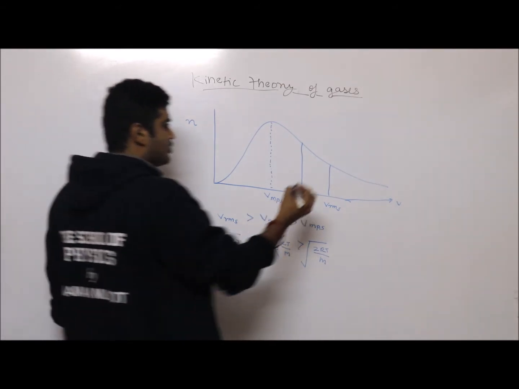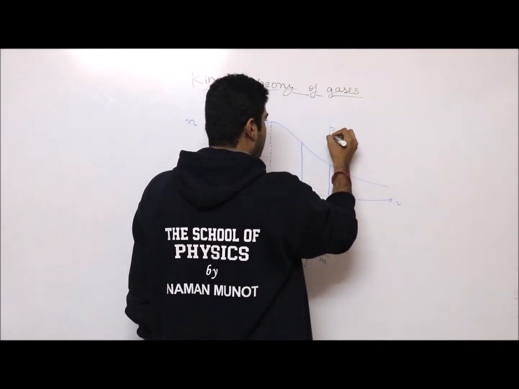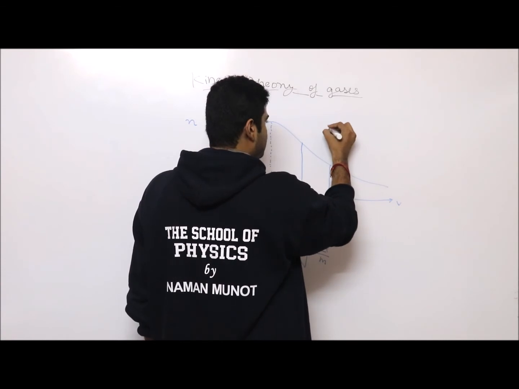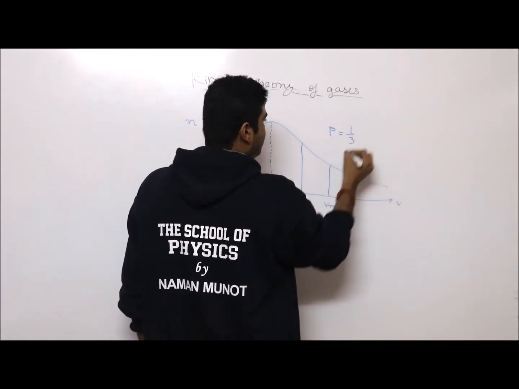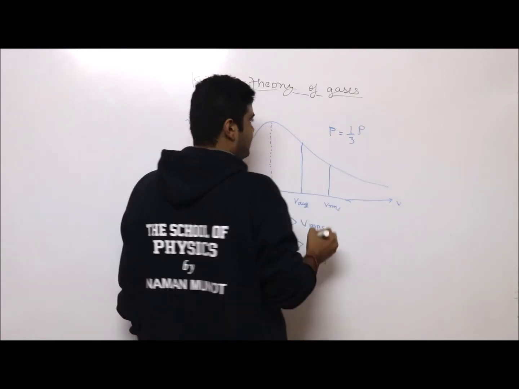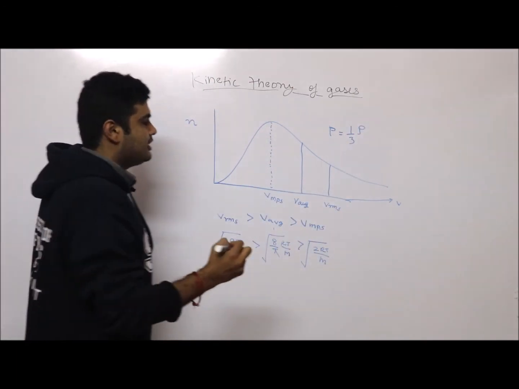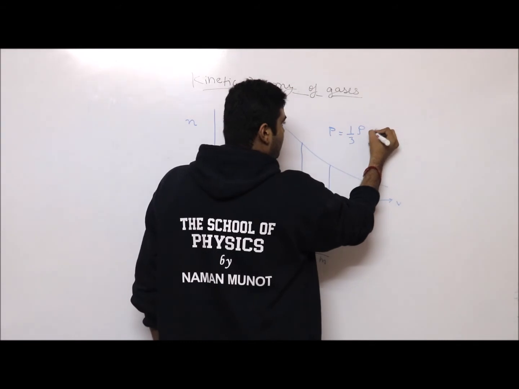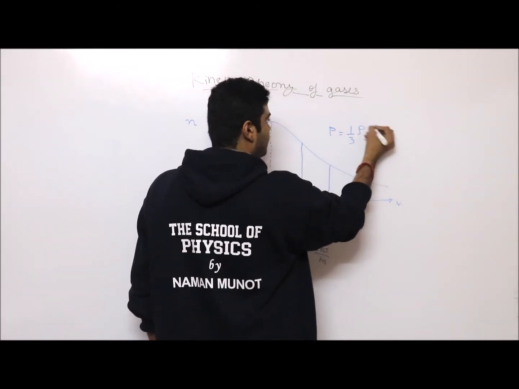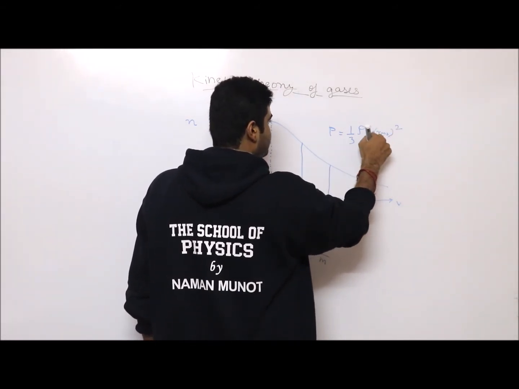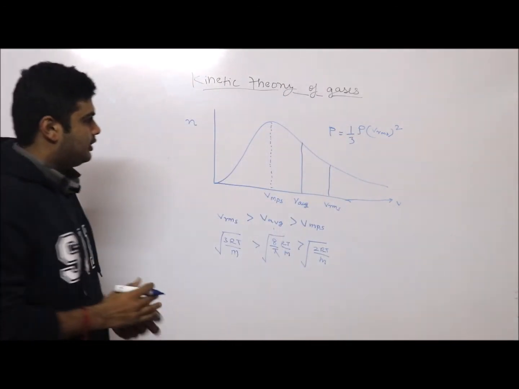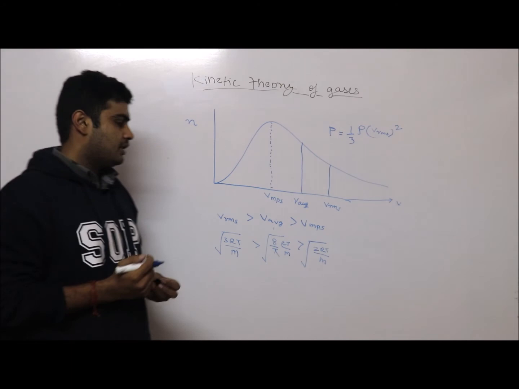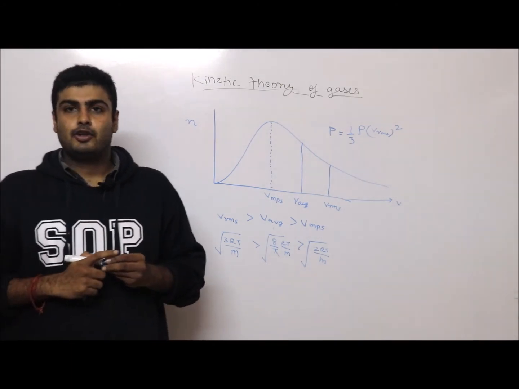Now in terms of pressure, whenever it is asked what is the pressure of the gas, there is a very simple formula: 1 by 3 into density of the gas into V RMS whole square. So this is the pressure of the gas. So guys, that was our kinetic theory of gases.